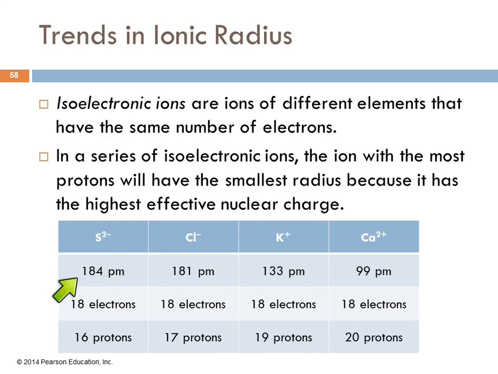But look at the sizes here. Sulfide, 184, chloride, 181, potassium, 133, calcium, 99. This is much smaller than this guy, about half the size, actually, because of the increasing nuclear charge. So here we've got 20 protons versus 16 protons, and so that causes the size to change, become smaller.